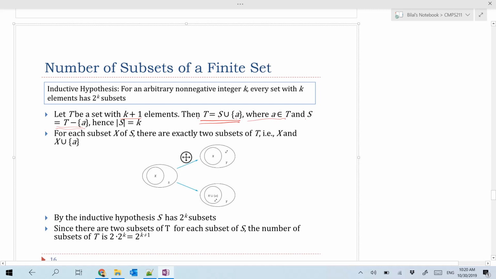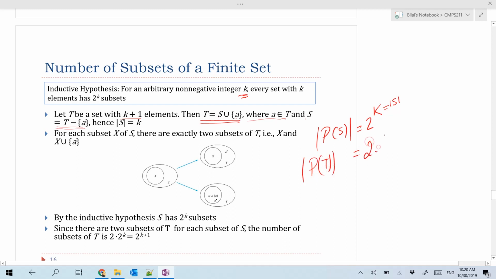So if the property is already true for k, I mean the size of the power set of S is equal to 2 to the power k, where k is equal to the size of S, then necessarily the size of the power set of T is equal to 2 to the power k plus 1. So actually the size of the power set of T is equal to 2 times 2 to the power k, which is finally 2 to the power k plus 1.